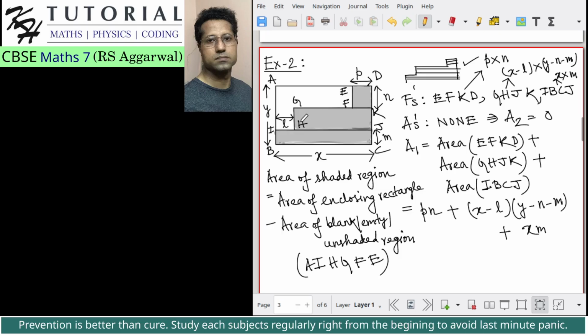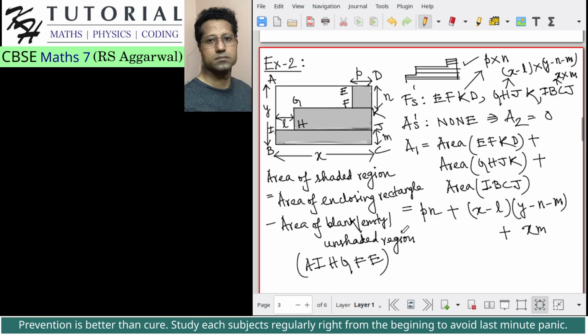Again, to find the area of the blank or empty or unshaded region, the concept will be the same. You can also divide the entire blank region into multiple rectangles and squares. The concept of finding the area of the unshaded region will be the same as the concept of finding the area of the shaded region. Now, why am I even discussing this concept, that is, the area of shaded region is equal to the area of enclosing rectangle minus the area of blank region?